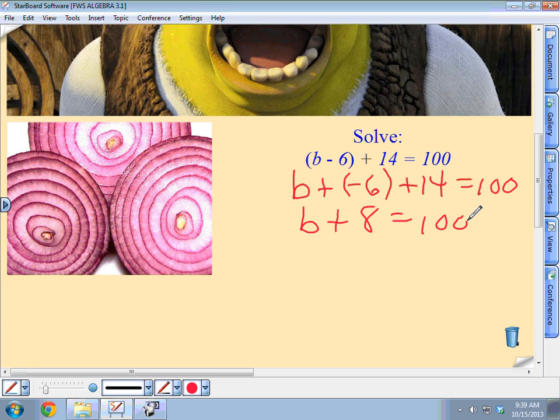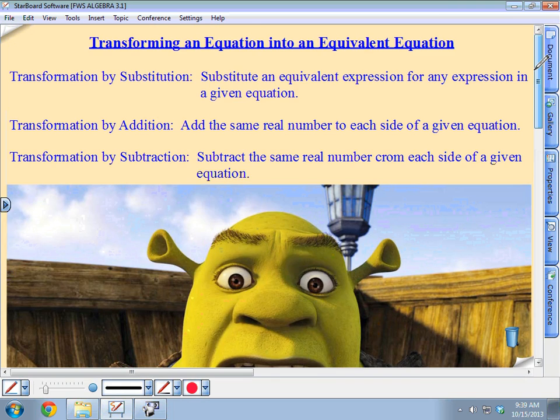Does everyone see what I did? All I did is substitute for -6 plus 14. That's the reason we learned that in chapter 2. We learned how to add positive and negative numbers so that we can transform things through substitution. So that just becomes an 8. That's all that property says, is that you can substitute equivalent expressions in a given equation. So as long as they're the same, you can substitute them in.